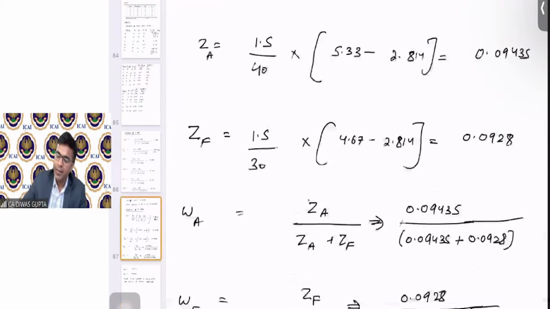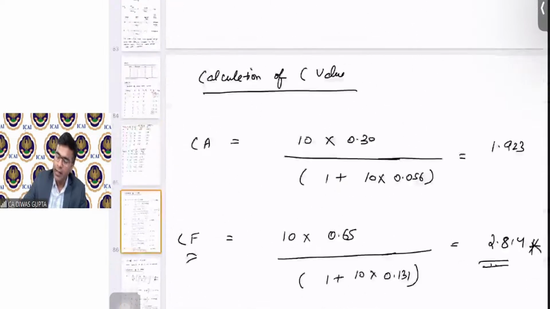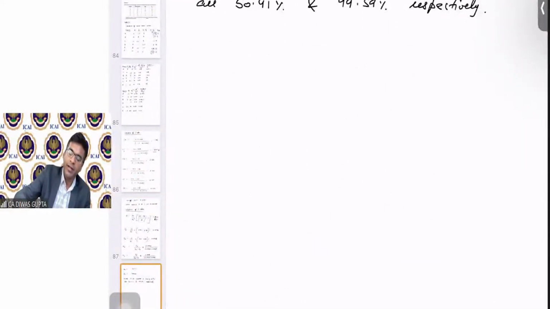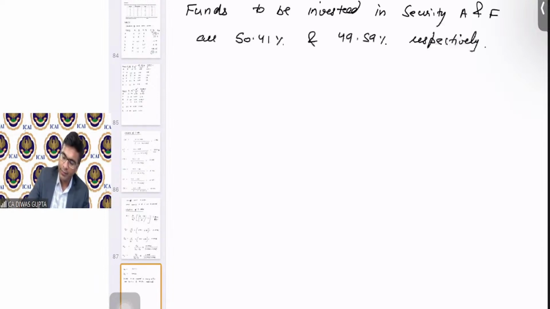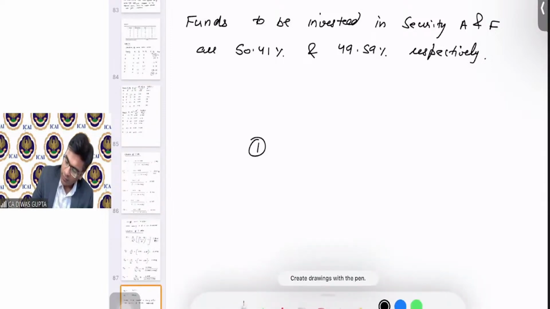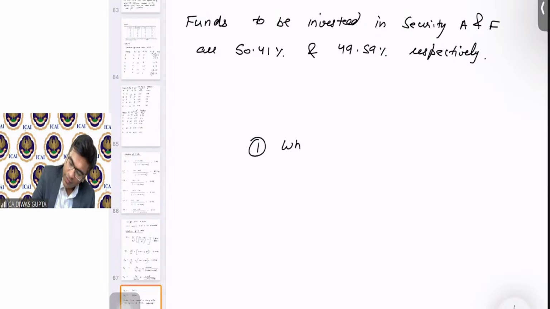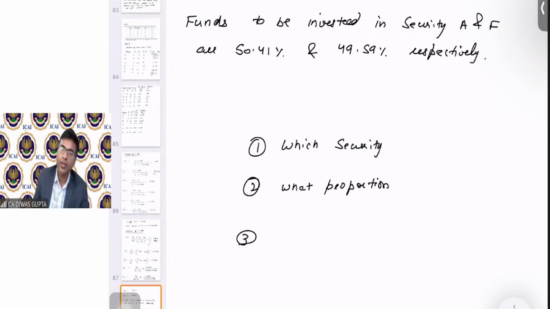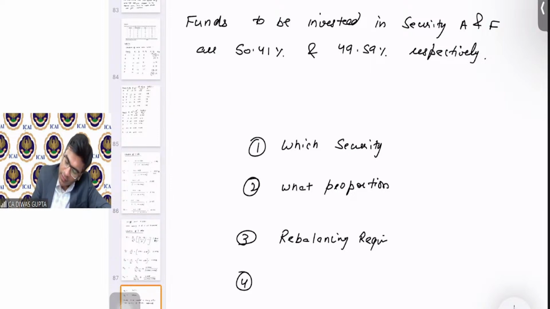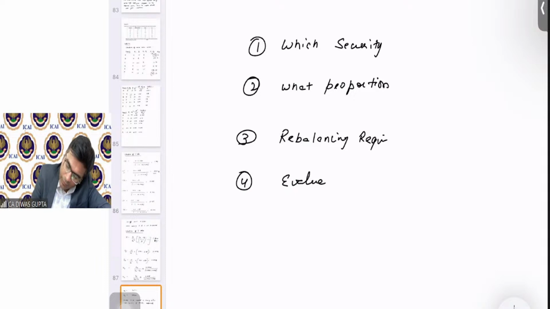Now hear me out, students. See, first of all, in any portfolio management, we are actually trying to solve for certain questions. What are they? First of all, which security? Second is what proportion of funds? Third question is once that portfolio is formed, whether there is any rebalancing required? And fourth question is how can we evaluate a portfolio? These are the broad four questions that we are trying to answer.